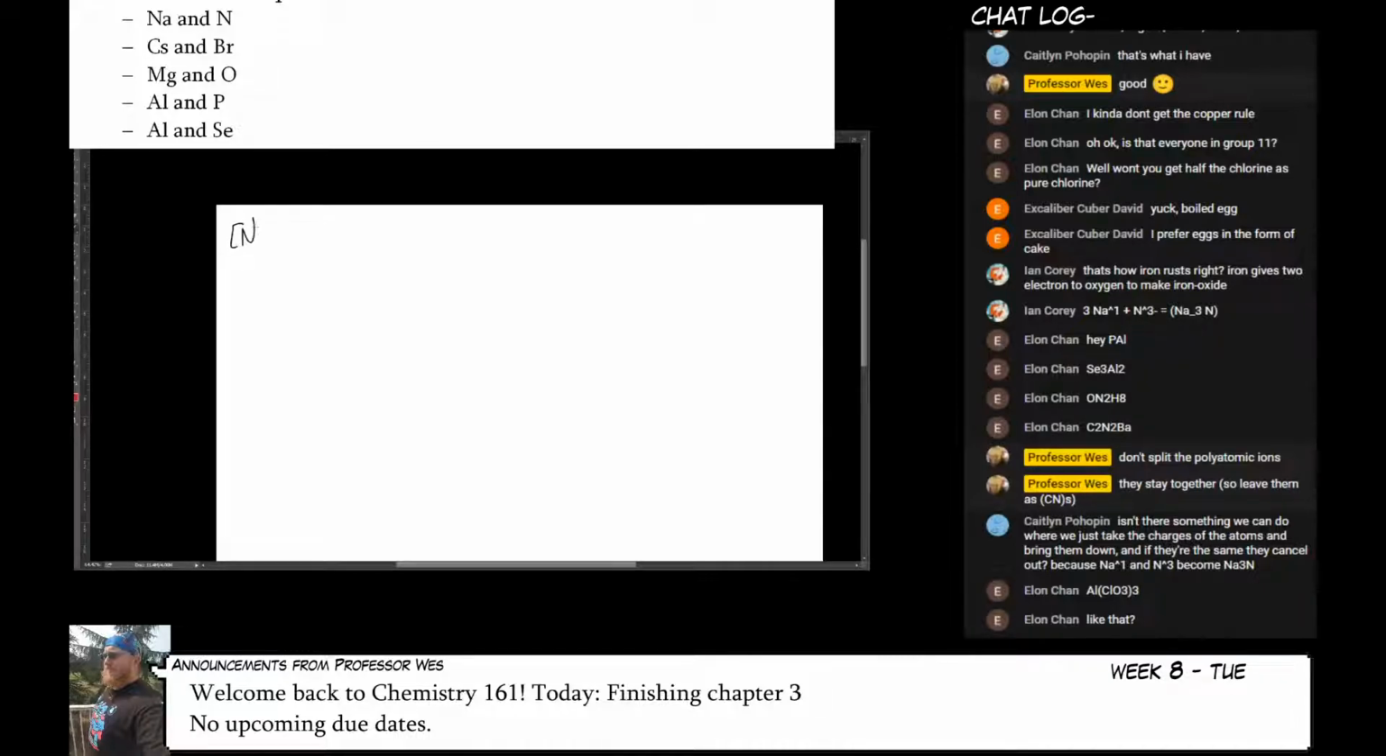So, for sodium, this is my electron configuration. What ion will it form? Well, in order to get my full s and p subshell, I would remove one electron, and it would become sodium plus. Well, it would if I could write that. There we go.